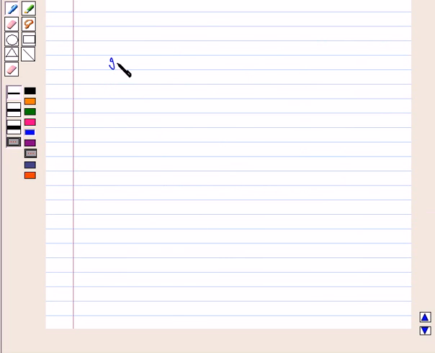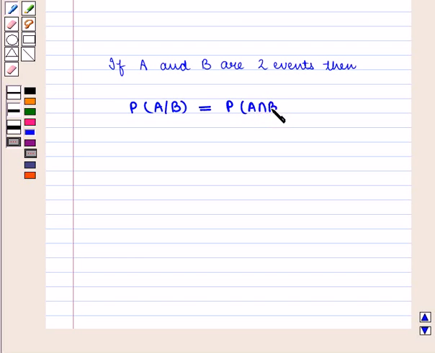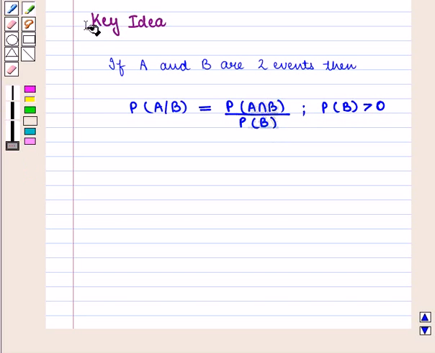We know that if A and B are two events, then probability of occurrence of event A given event B is equal to probability of event A intersection B upon probability of event B, where probability of event B is greater than 0. With this key idea, we shall proceed to the solution.